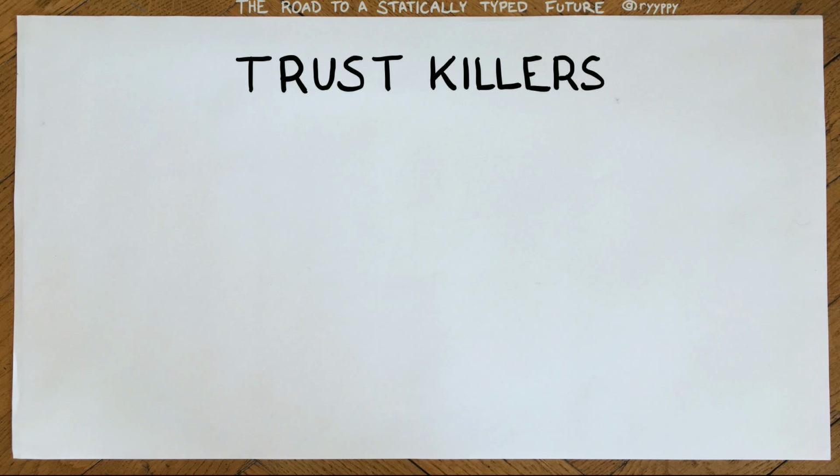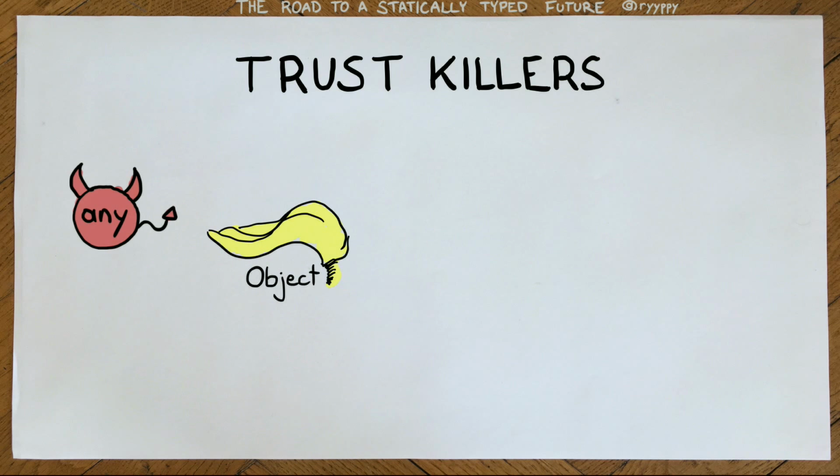But there are a few trust killers when you're using Flow. The worst of them all is the any type. The any type is not really a type. It's more like a placeholder. As I said, the types flow into the next types. So any is kind of like the universal placeholder for everything. There is no type checking involved when you're using any.